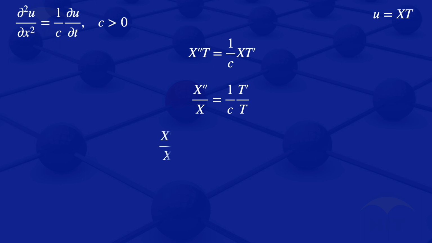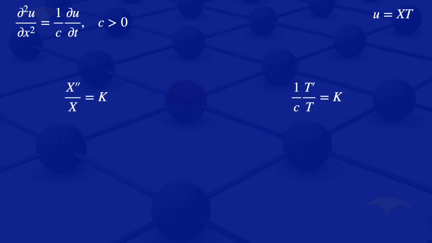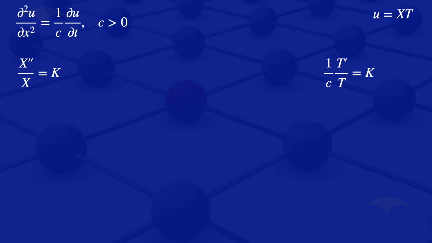So we have X double prime divided by X equals k, and 1 over c multiplied by T prime divided by T equals k, because the only way they can be equal is if they are a constant, and we called that constant k. So we have those two equations there. I'll start by looking at this equation here. I can rewrite it, multiplying throughout by X, so that X double prime equals k multiplied by X. Then subtract kX from both sides and we have X double prime minus kX equals 0.